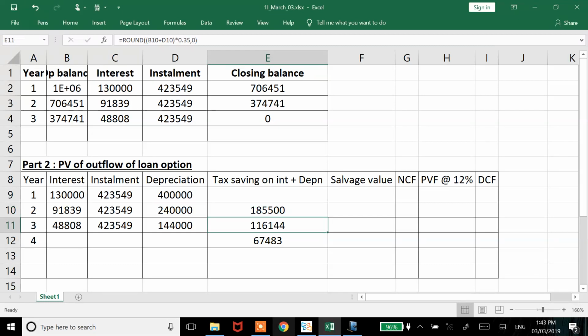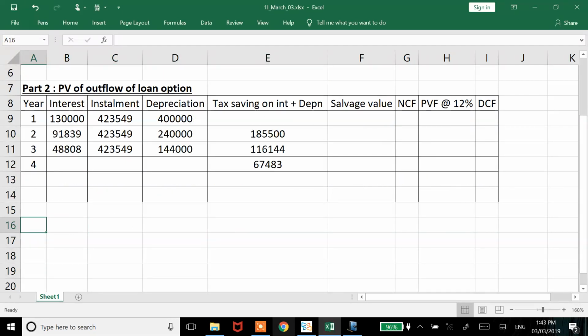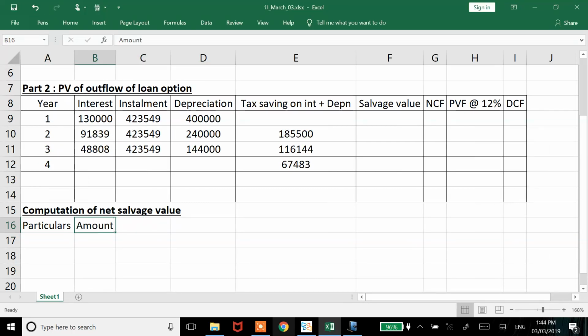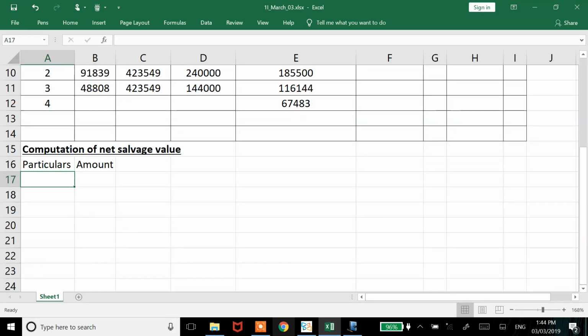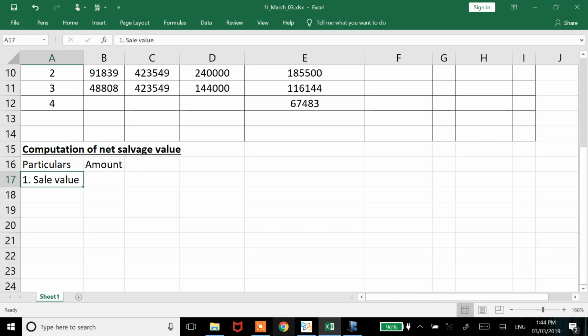Come down. Computation of salvage value. WDV means you will have to compute the salvage value. It will not be the same. Computation of net salvage value, particulars and amount. Point number 1 is sale value. What will be the sale value of the asset after 3 years?